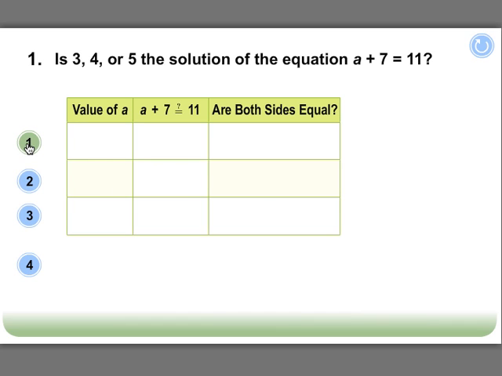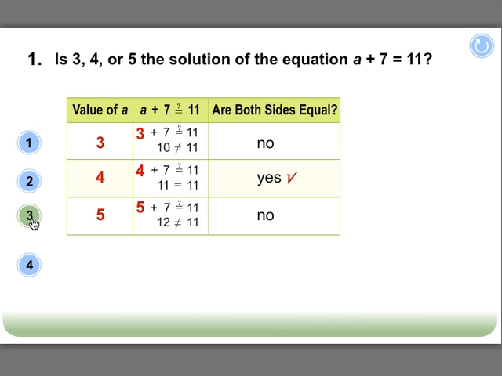Let's take a look here. If a is 3, 3 plus 7, does that equal 11? 10 does not equal 11. Are both sides equal? No. Let's plug in 4 for the value of a. 4 plus 7, does that equal 11? 11 equals 11, so yes. 5 plus 7, does that equal 11? 12 does not equal 11, so no, both sides are not equal. The solution then is 4.